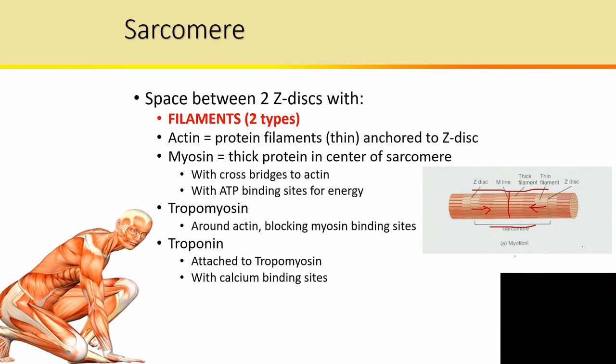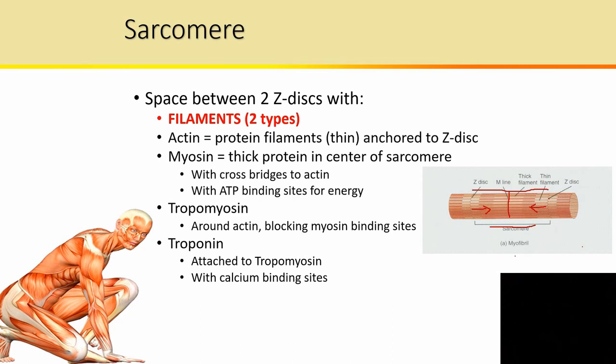We also have what's called tropomyosin. Tropomyosin is a material bound around the actin, and it blocks the myosin from binding. Something is going to have to happen down the road, which we'll talk about in a little bit, to unlock those binding sites, or unlock the tropomyosin, to allow binding between the actin and the myosin to occur.